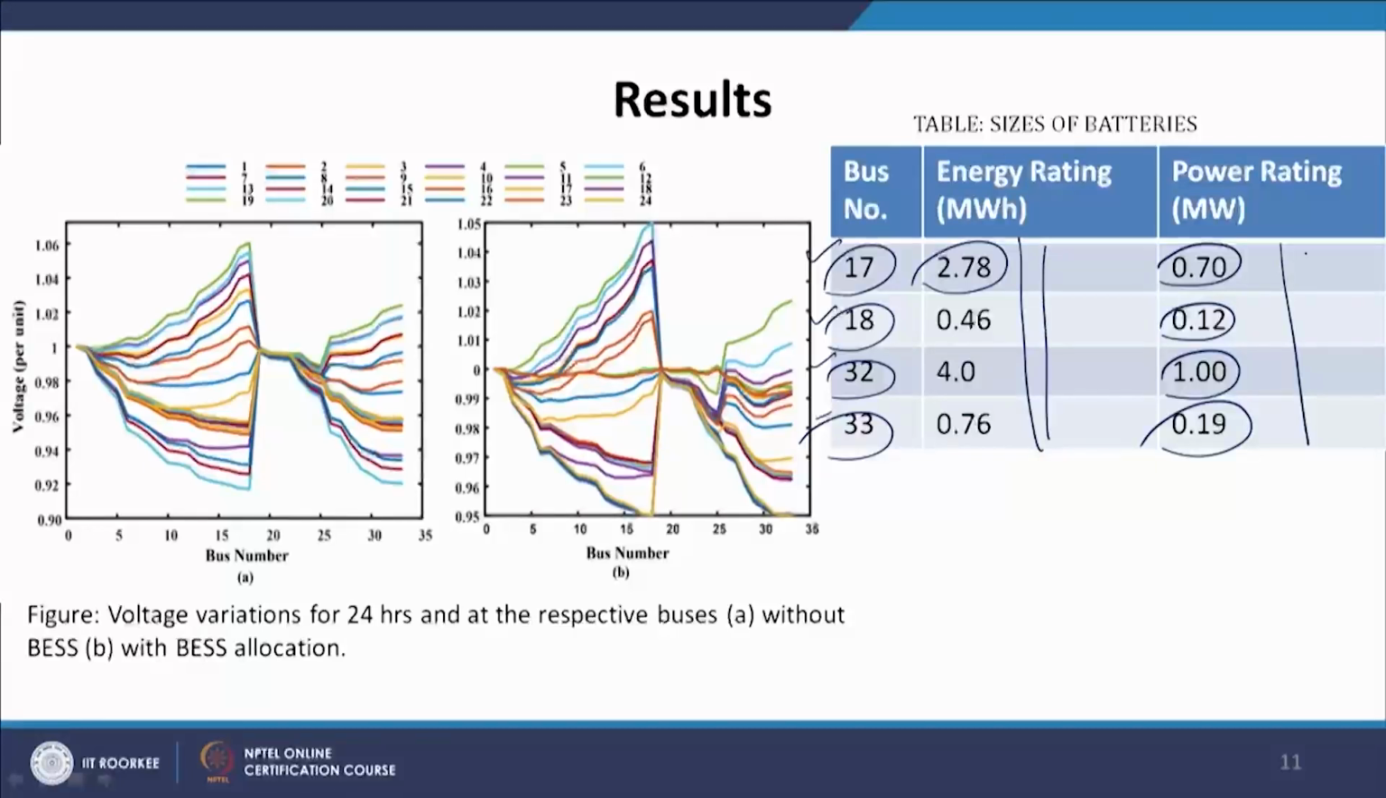But when you change the objective function from cost to loss or some other variation in voltage, then those locations and ratings will again keep on changing. So, depending upon your application requirements, the technology as well as the location and magnitude of the battery will be decided for an efficient deployment of battery storage.